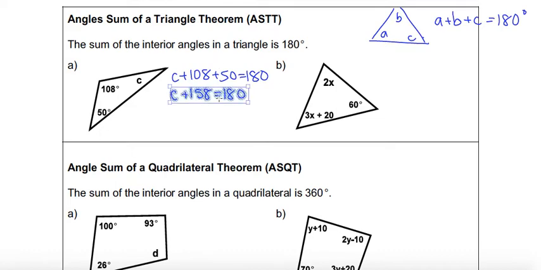I'm going to move my 158 over to the right-hand side. Right now it's being added, so I'm going to subtract it. So C is equal to 180 subtract 158.